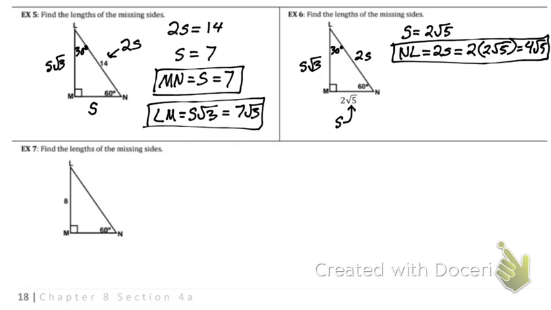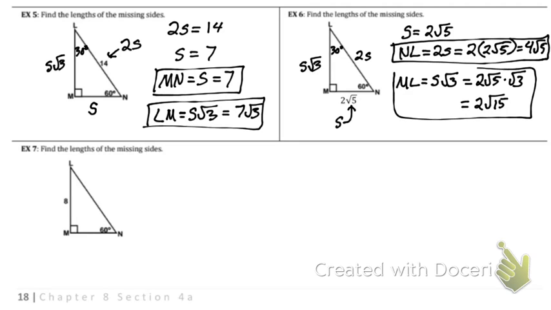The last thing I need to solve is for ML. ML is just S square root of 3. Our S in this case is 2 square root of 5. So we'll have 2 square root of 5 times square root of 3, which is actually just going to be 2 square root of 15.